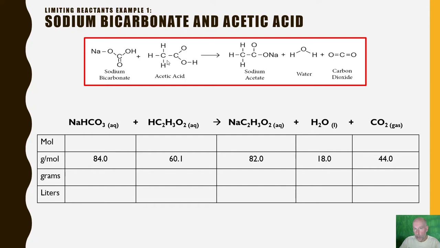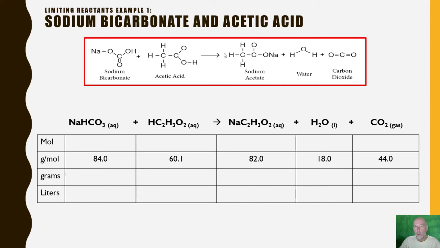Now all acids start with H's, so in this case it's HC2H3O2. H has a plus charge, that's this one right here, and then C2H3O2 has a negative charge. It's called acetate, it's an anion. Plus one, minus one, it's all good.